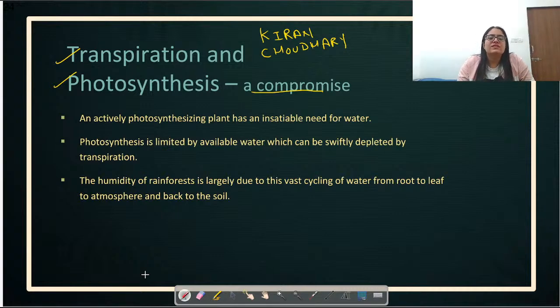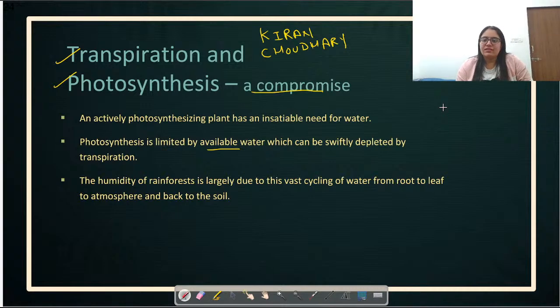Next: photosynthesis is limited by available water, which can be swiftly depleted by transpiration. It is trying to tell you, students, that the rate of photosynthesis, the rate at which carbon dioxide is fixed, or the rate at which sugar or carbohydrate molecules are synthesized in a plant, can get affected by the available water in the soil.